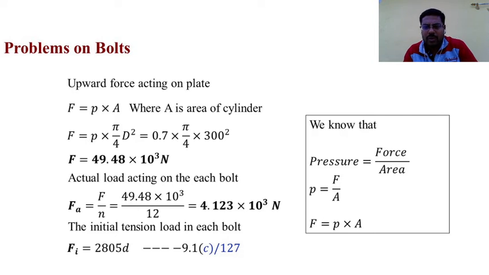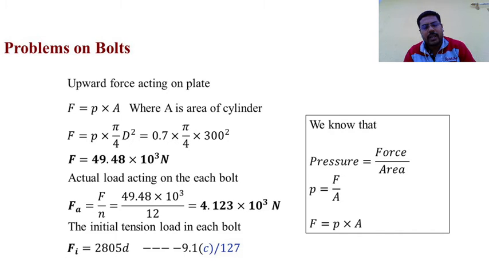We know pressure is equal to force by area, so force F is equal to pressure into area. The upward force acting on the plate is F equals pressure into area, where A is the area of the cylinder. The pressure value is 0.7, and the area is pi by 4 into D square, where D is 300 mm. Substituting all the values, 0.7 into pi by 4 into 300 square, therefore F is equal to 49.48 into 10 raised to power 3 Newton.